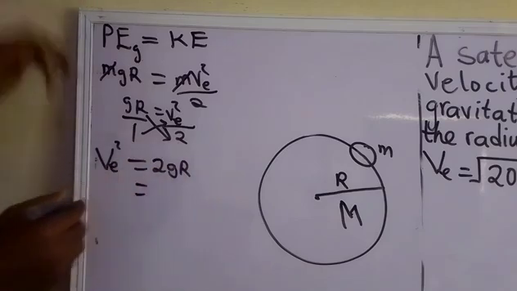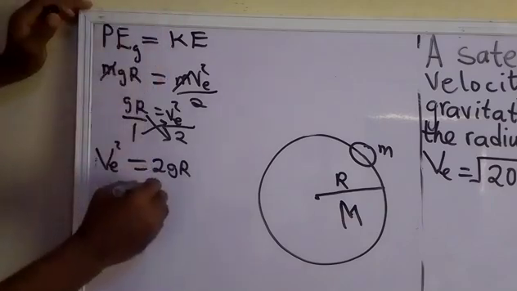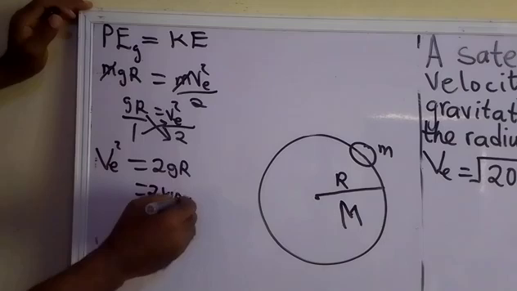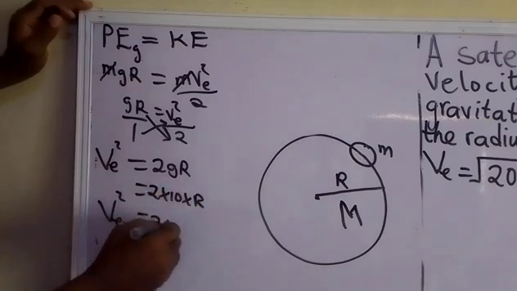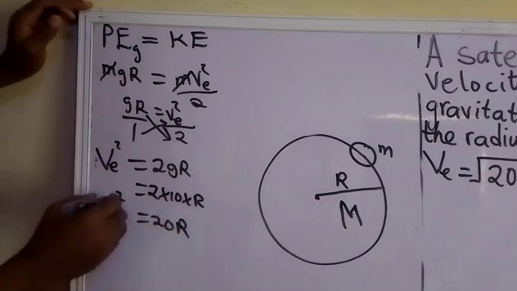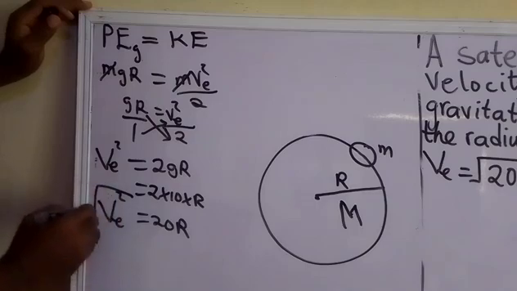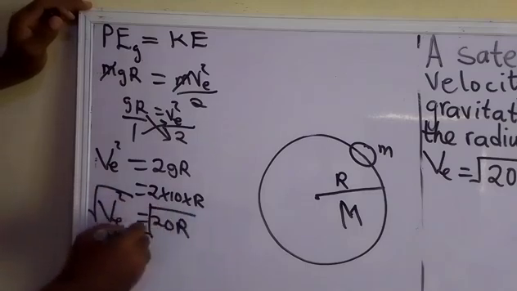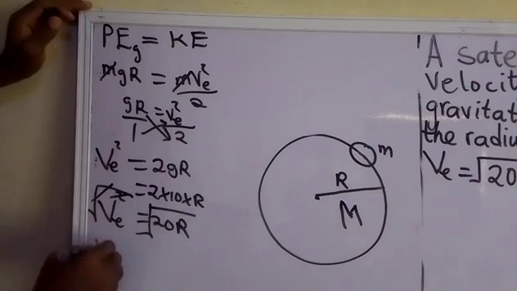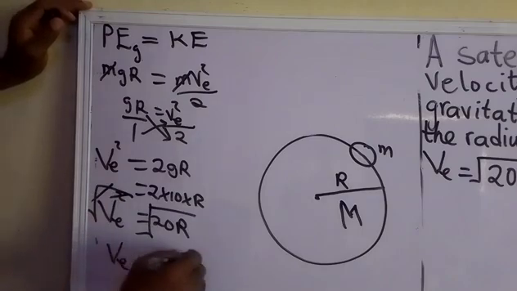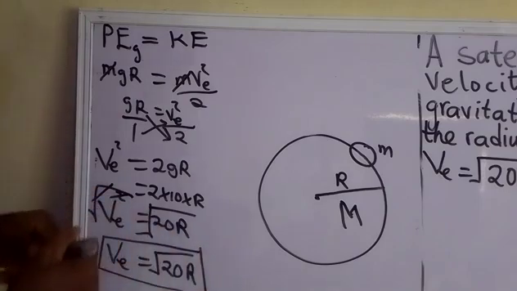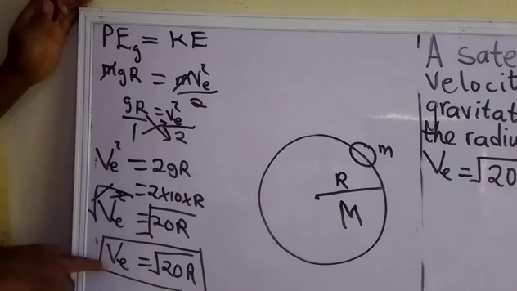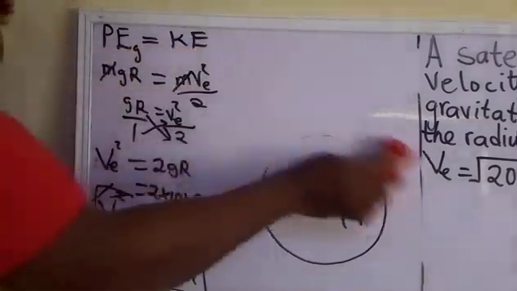Of course, we are given the value of g as 10, so this is 2 times 10 times R. So we have v_e squared is 20R. Now, to make this the subject of the formula, you take the square root of both sides. So the square root will cancel the square. We'll have v_e equal to the square root of 20R. And with this, we've been able to show that this is true as given in the question.